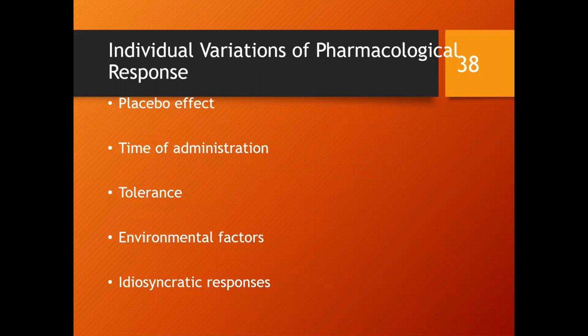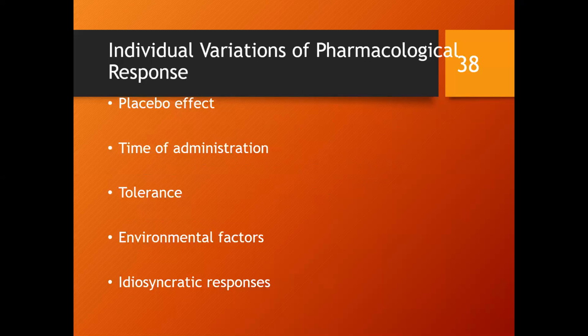Time of administration. The endocrine systems such as insulin and other medications need to be taken again at certain times. Tolerance. How much is the patient tolerant to the medication? As we know, some medications we can build up that tolerance, and then it could not work. So we may need to either increase the dose or change medications at that point.